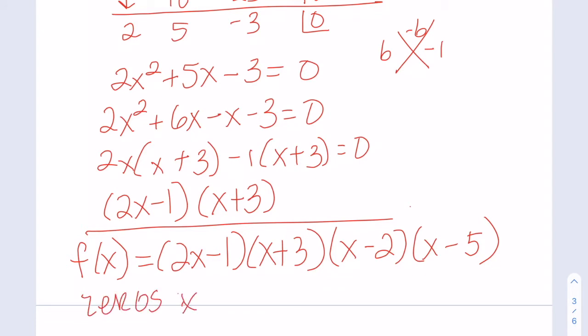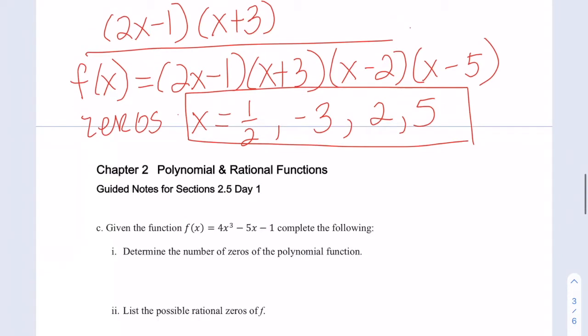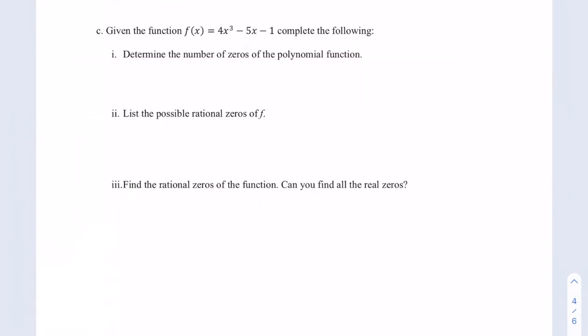So x equals 1/2, -3, +2, and 5. So those will be the zeros. And we also put in linear factorization, just for good measure. Okay, let's look at one more example.